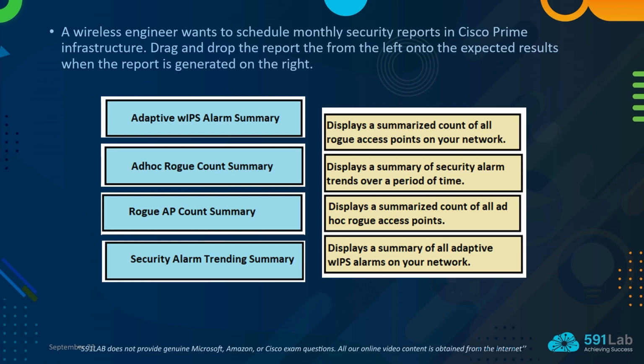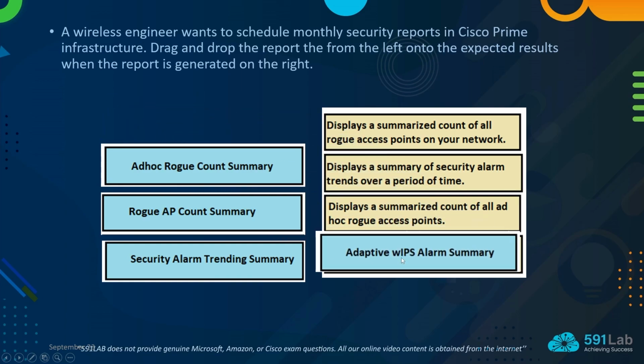Then we have this question. It's a match one. A wireless engineer wants to schedule monthly security reports in Cisco Prime Infrastructure. Drag and drop the report from the left into the expected results when the report is generated on the right. Basically, this is an easy one, because every report has a name, whether it's adaptive wIPS summary or rogue count summary. It's self-explanatory. So an adaptive wIPS alarm summary is basically going to display a summary of all adaptive wIPS alarms on the network. So this is the option we're looking for.